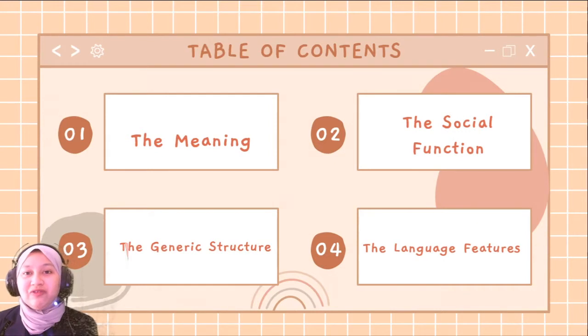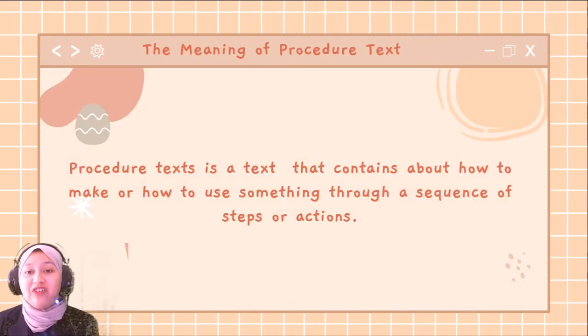Let's continue into the first contents. It's about the meaning of procedure text. Yang pertama, kita akan mempelajari mengenai definisi ataupun pengertian dari procedure text. Procedure text is a text that contains about how to make or how to use something through a sequence of steps or action. Jadi, teks prosedur merupakan teks yang berisi mengenai tentang bagaimana cara untuk membuat sesuatu, cara untuk melakukan sesuatu, ataupun cara untuk menggunakan sesuatu melalui beberapa langkah ataupun aksi.